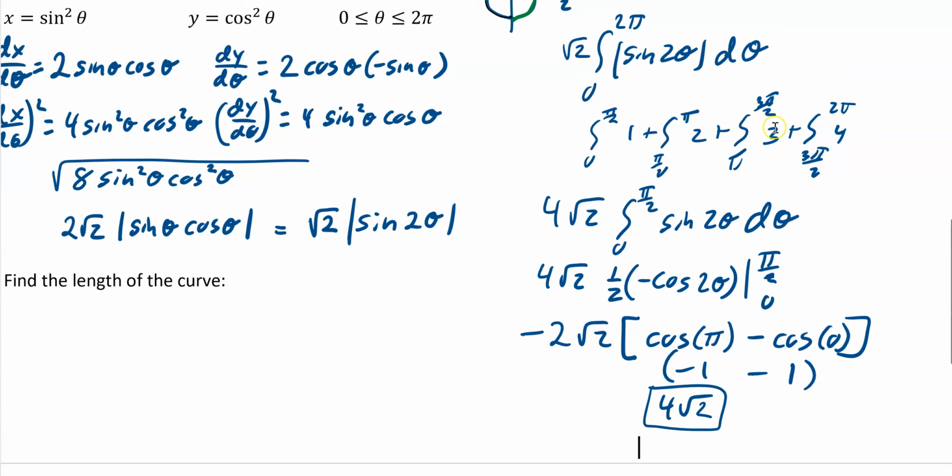So you want to think about it as breaking it up. So if this had been a 2 here, right, then this is going to appear 8 times. And so you'd have to put an 8 here and go from 0 to pi over 4.